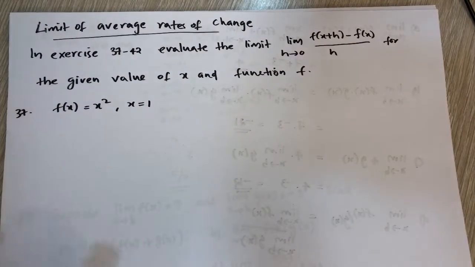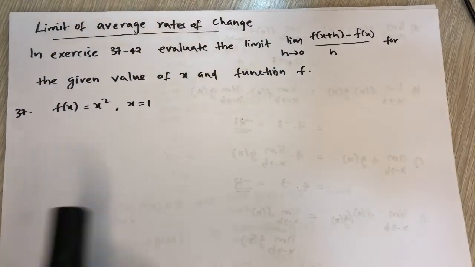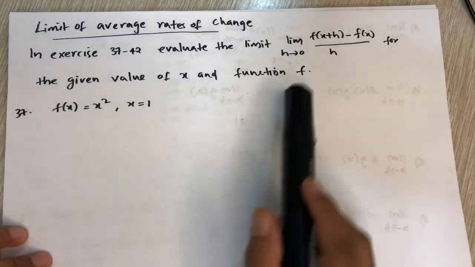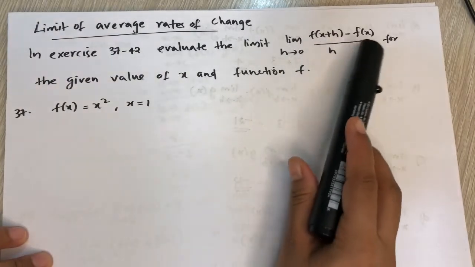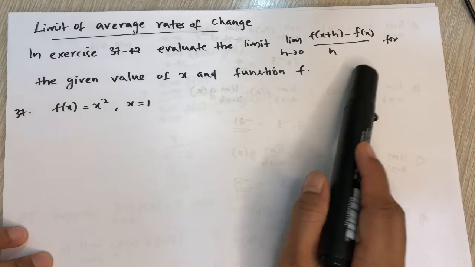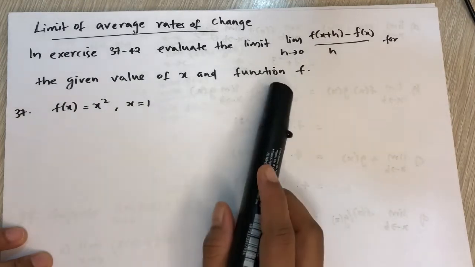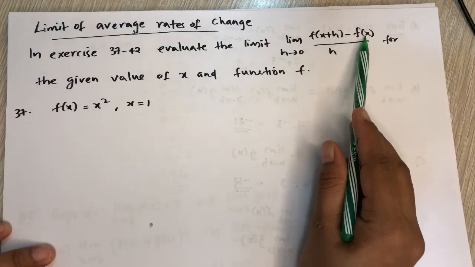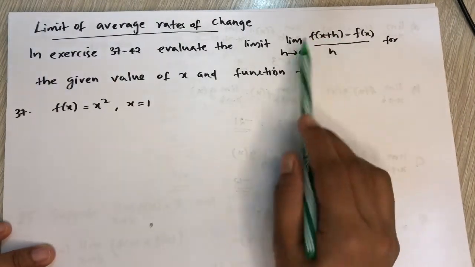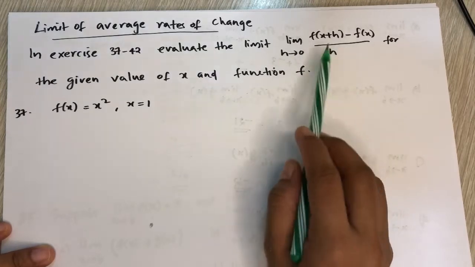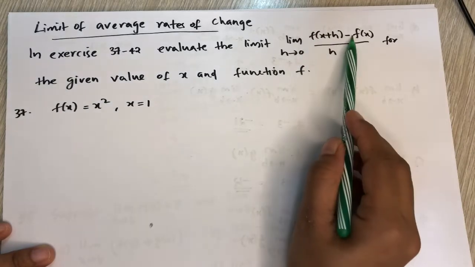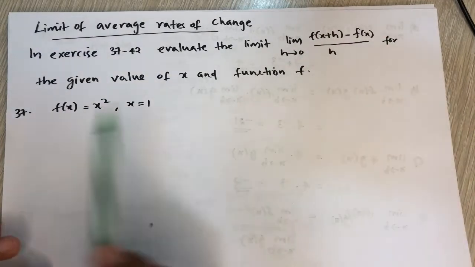Next question. Limit of average rates of change. In exercises 37 to 42, evaluate the limit h tends to 0 f of x plus h minus f of x by h for the given value of x and a function f. We have to find limit h tends to 0 f of x plus h minus f of x by h. This limit is called the limit of average rates of change. And in the next questions, we have to find this limit. You can look at the question.